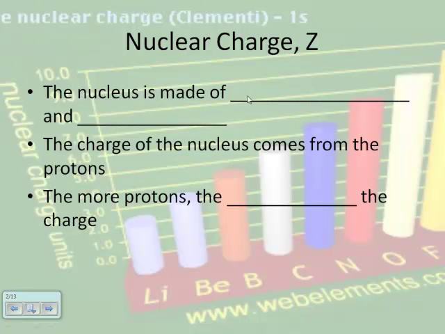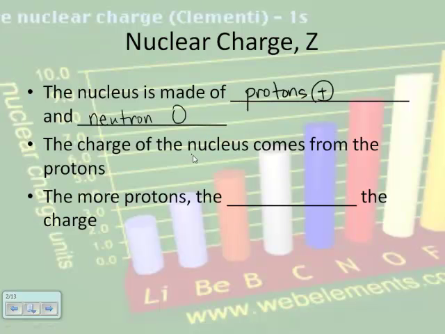So we know what the nucleus is made of, right? Protons and neutrons. And what's the charge of a neutron? It's neutral, because it has no charge.